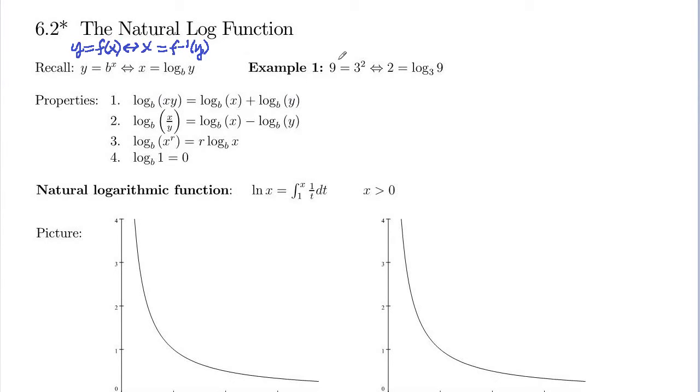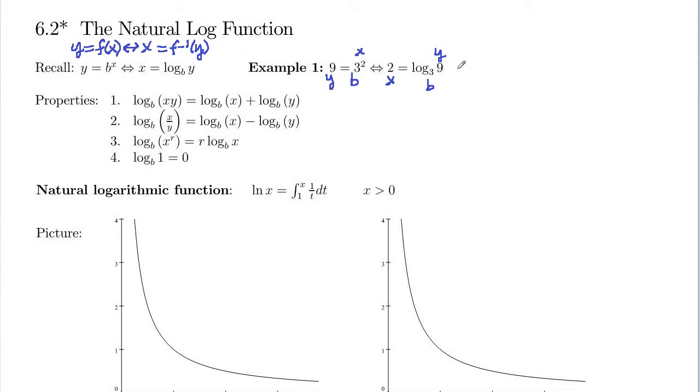For example, if you write 9 equals 3 squared, 9 is your y value, 3 is your base, and 2 is your exponent x. That's equivalent to 2 is the log base 3 of 9. 2 is your x, 3 is your base, and 9 is your y. So notice for the log function, y is the input and x is the output. Anytime you see a log statement like this, you can write the corresponding exponential statement to have it make sense.